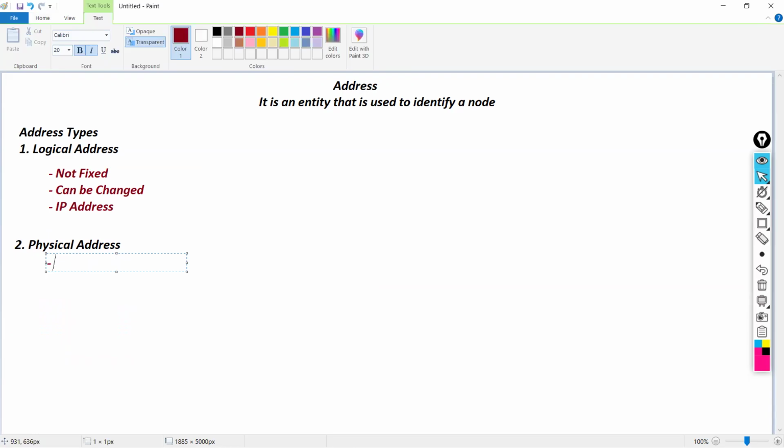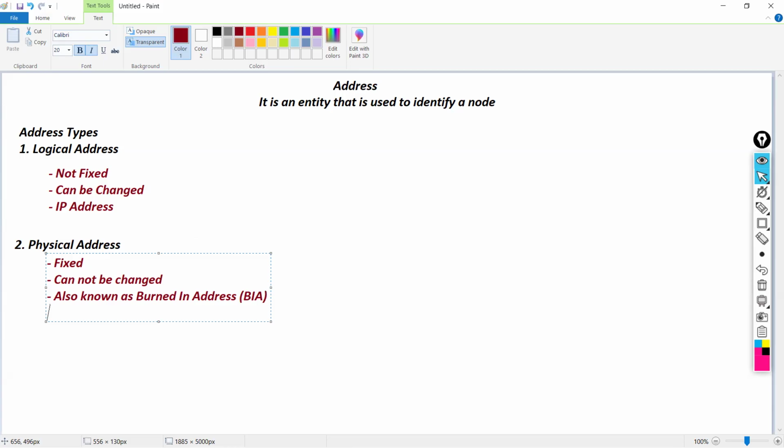This is the type of address which is fixed. If it is fixed, that means it cannot be changed. And when we say it cannot be changed, we are talking about the BIA, burned in address. Also known as burnt in address, or in short, BIA.